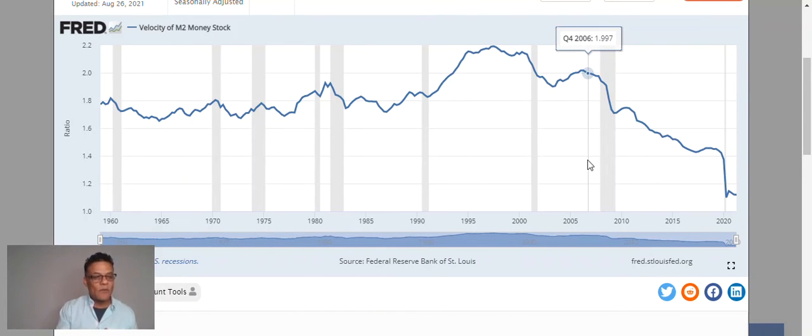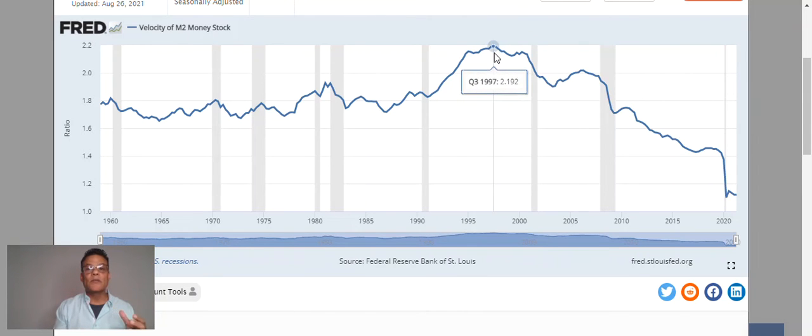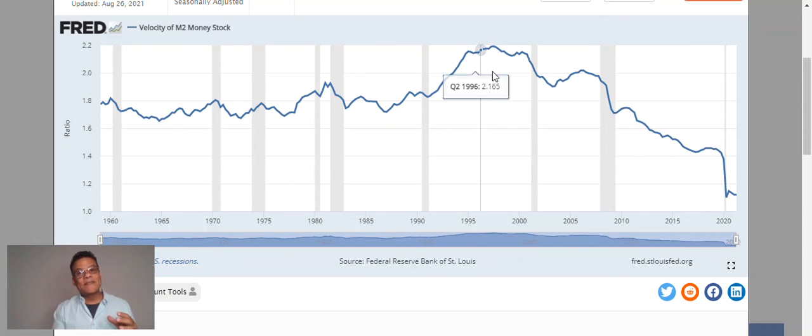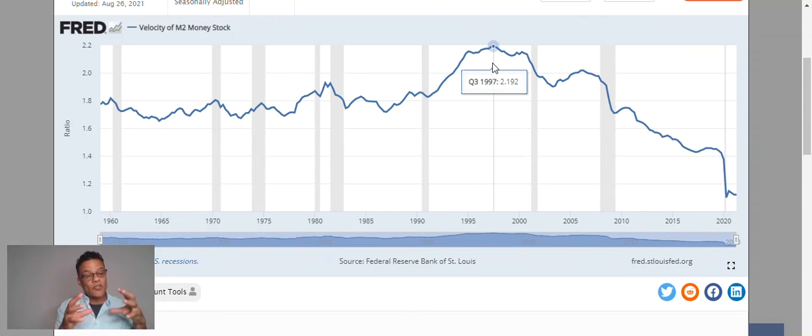Remember what I said before. When the value of the velocity of money is high, like here when it was up at 2.1, in about the mid-1990s, the economy was stronger. It shows an expanding economy. We can see the incline here after 91 all the way up to 95. But since the peak really in 97, it's been on a decline. And a declining or a smaller number in the velocity of money indicates a contracting economy.